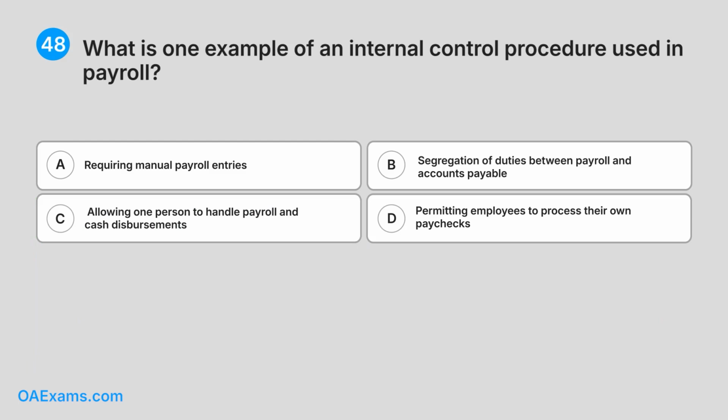48. What is one example of an internal control procedure used in payroll? A. Requiring manual payroll entries. B. Segregation of duties between payroll and accounts payable. C. Allowing one person to handle payroll and cash disbursements. D. Permitting employees to process their own paychecks. What do you think is the answer?